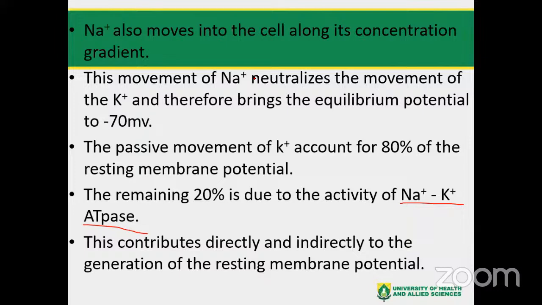So I'll repeat that. We're saying that the resting membrane potential is maintained at minus 70 millivolts. What accounts for that? It's due to passive movement. 80% of the resting membrane potential is due to the passive movement of potassium. The remaining 20% is due to the activity of the sodium-potassium ATPase, which contributes directly and indirectly.